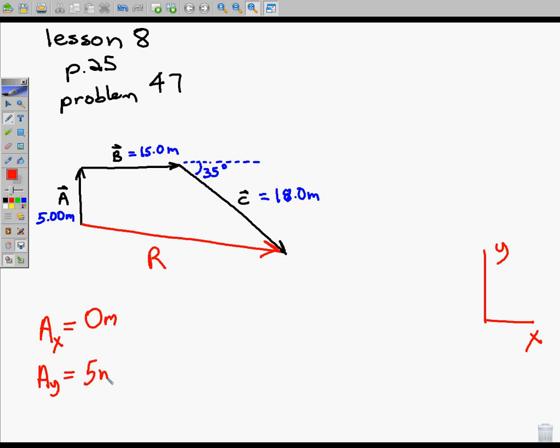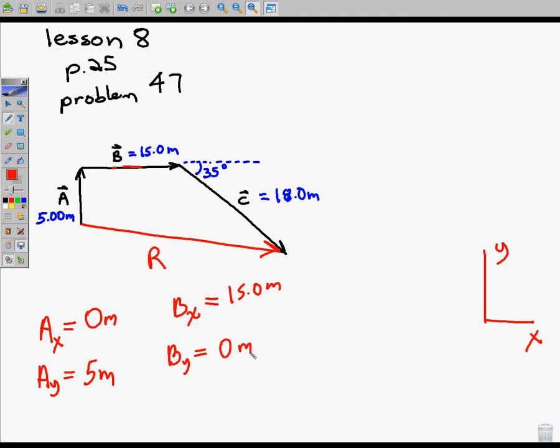5 meters. And then Bx, the part of B in the x direction, this guy right here, how much would that be? 15 meters. And how much would be in the y? 0. Exactly. Excellent, excellent, excellent.